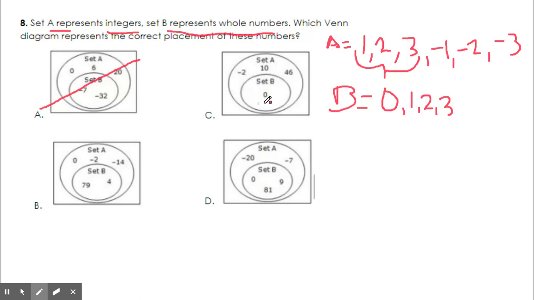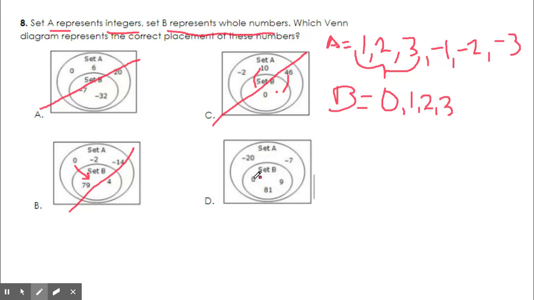And if you notice, all of the circle B is inside circle A. That's because all whole numbers are also integers. All whole numbers are integers, but not all integers fit inside the whole number circle. So this is not correct because they should have moved this 10 in here and the 46 in here as well. B, okay, 79 is a whole number, 4 is a whole number. Now if I look at my integers, they have -2 as an integer, -14 as an integer, and they have 0. Now 0, if you remember, I said that's a whole number, like a donut hole, because it looks like a big circular donut. So they have this one messed up because they should have that on the inside.